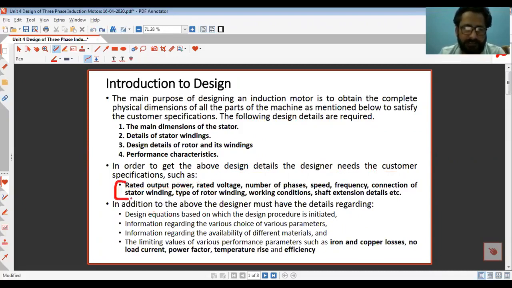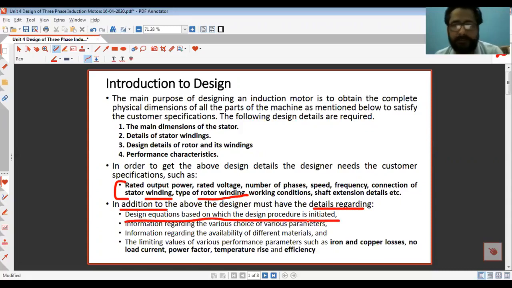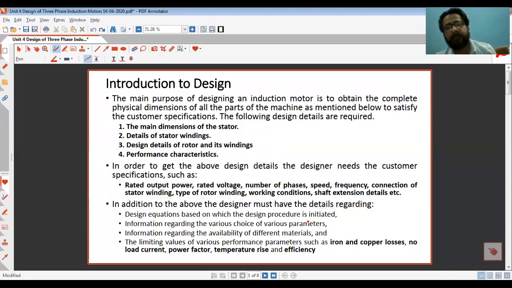In addition to these details, the designer must have the details regarding design equations based on which the design procedure is initiated. The customer cannot give you design equations. It is from the designer only. The customer can give you the minimum information about where the machine would be used. The rest the designer has to think of: the design equations, and the information regarding the choice of various parameters. What parameters should be selected?